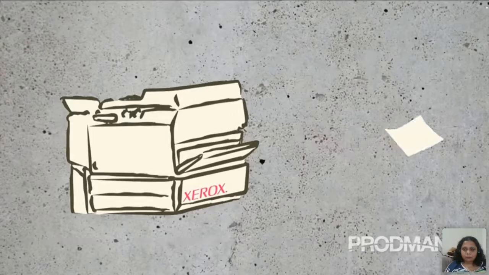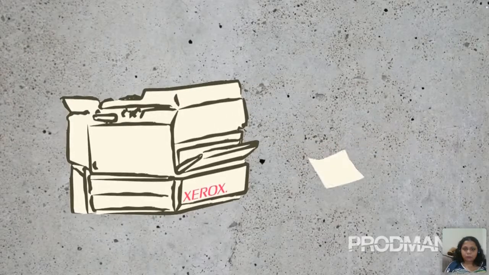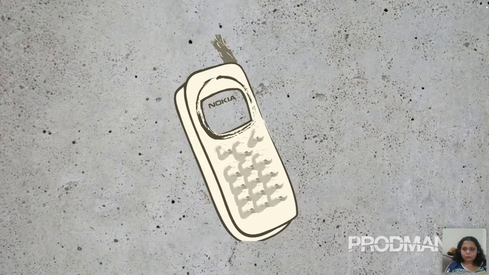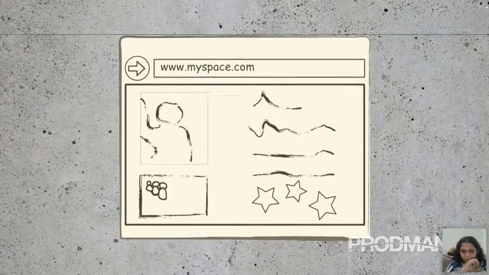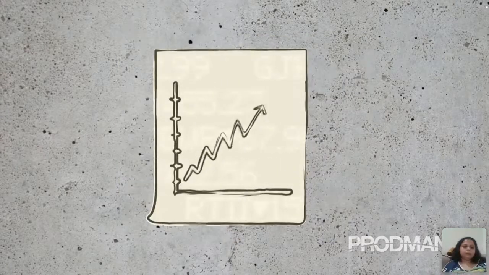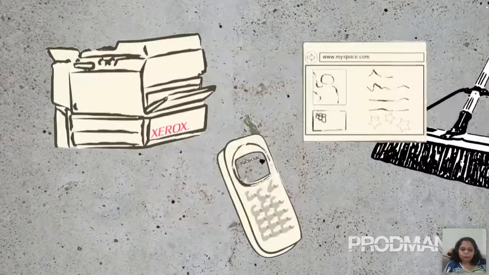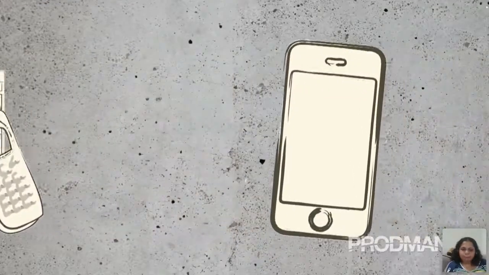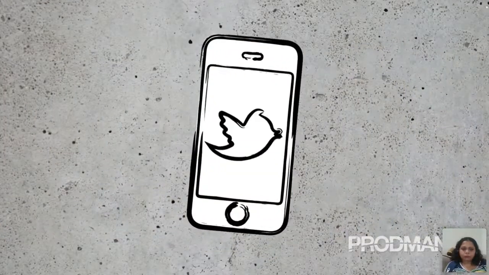Do you remember the Xerox 9200 photocopier? What about Nokia 2110 or MySpace? They were all great products, success stories of their times. But now they are all history, replaced by new products and technologies.